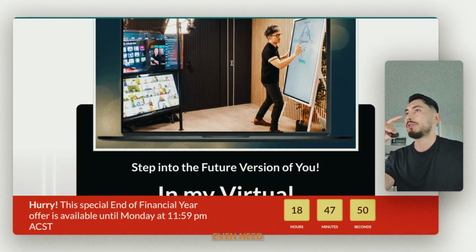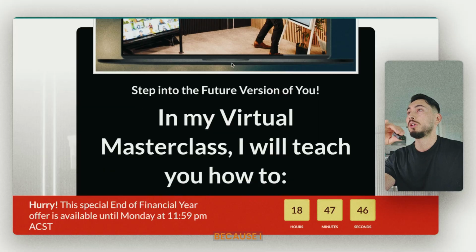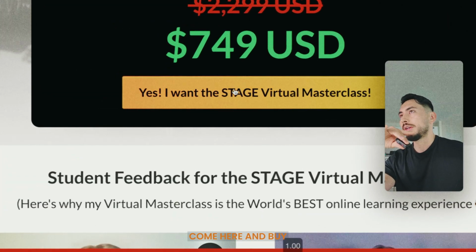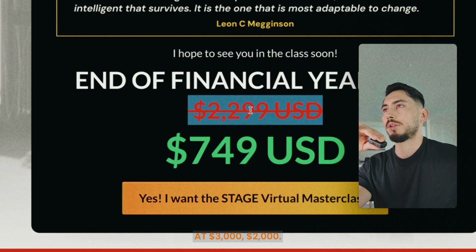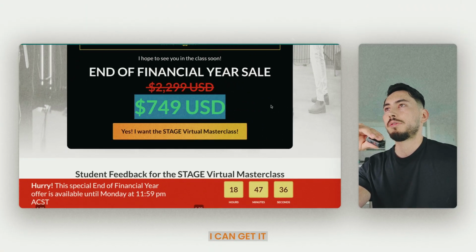So that's why he doesn't even need to do much persuasion here, because I can just come here and buy. I've seen this program before, and I've seen it being sold at $3,000, $2,000, and today I can get it for this price.